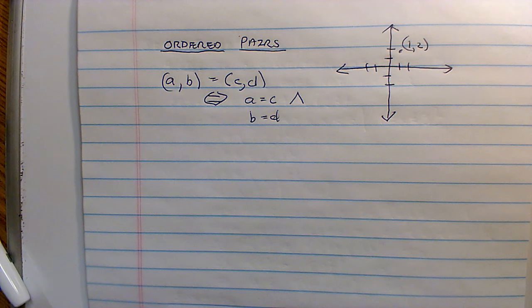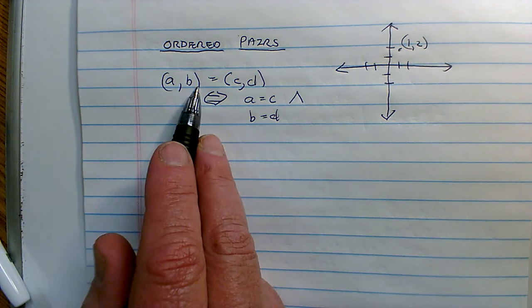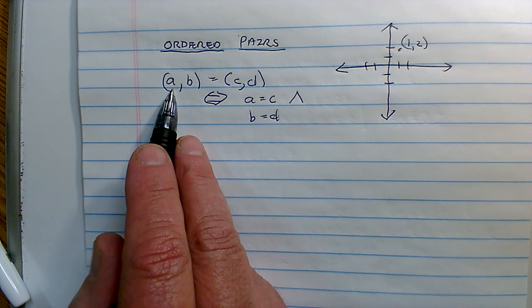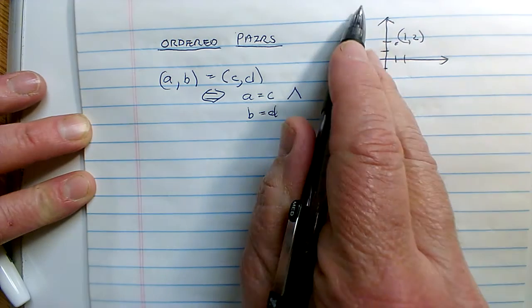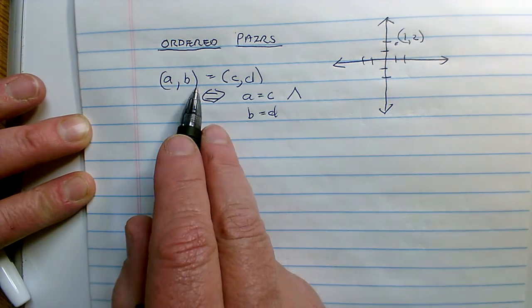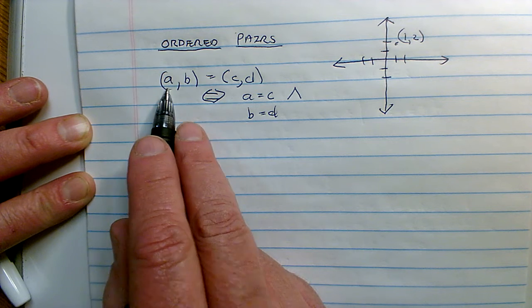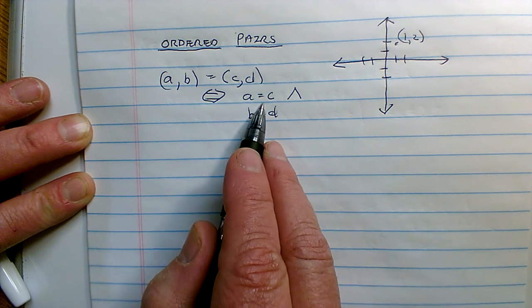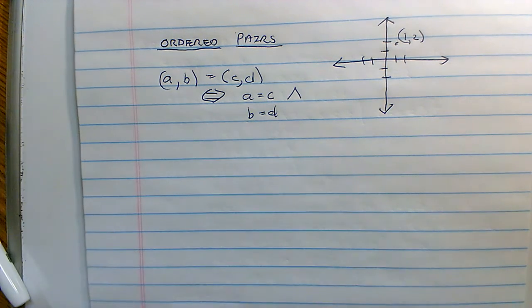Another term that's introduced in section 1.2 is the idea of an ordered pair. Ordered pairs are items where the order does matter. When we use the curly braces that we had dealing with sets, the order did not matter, here the order does matter. And we can say that this ordered pair AB is the same as the ordered pair CD if A is the same as C and B is the same as D.